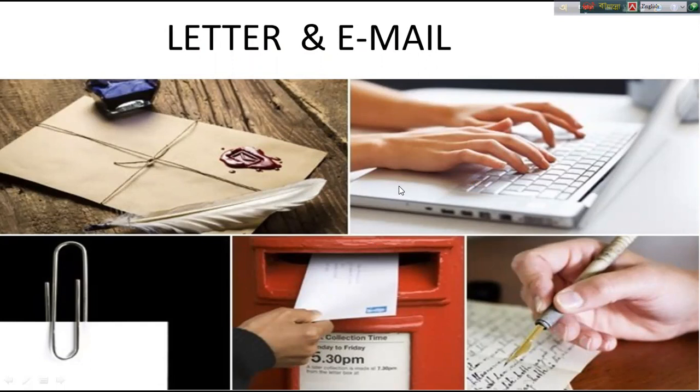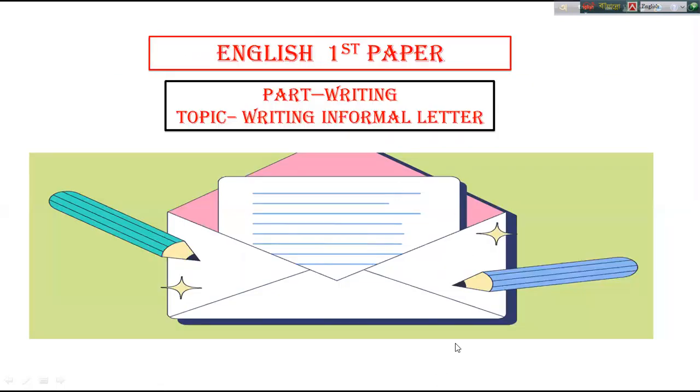So what is our today's topic? All of you look here. What can you see here? You can see an envelope and writing pad, then also pencil here. So you can understand what is our today's topic. Yes, our today's topic is writing informal letter of your English first paper from your writing part.